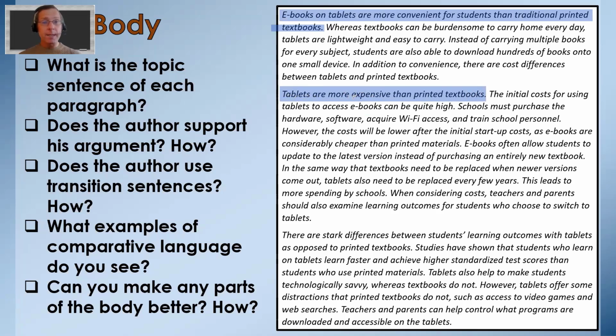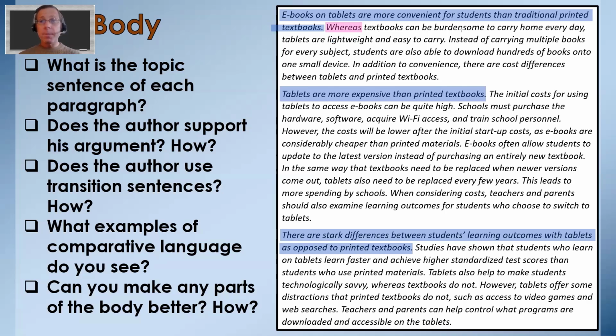So I can see my topic sentence relates to that second point of comparison. And finally, there are stark differences between students' learning outcomes with tablets as opposed to printed textbooks. My third point of comparison was learning outcomes. So I've hit on all of those points of comparison in each topic sentence. Now I'm going to go through each paragraph, and I'm going to look for comparative language that supports the author's thesis statement. And I see right away, the author says whereas, which is signaling a contrast.